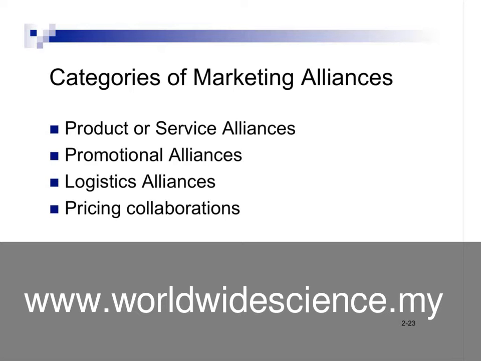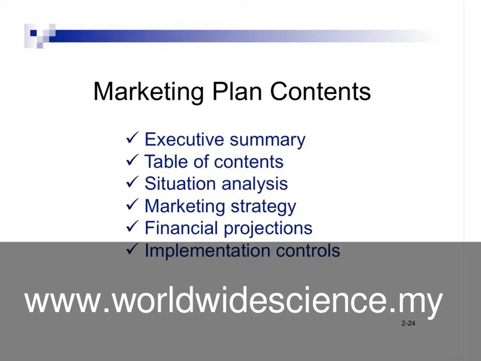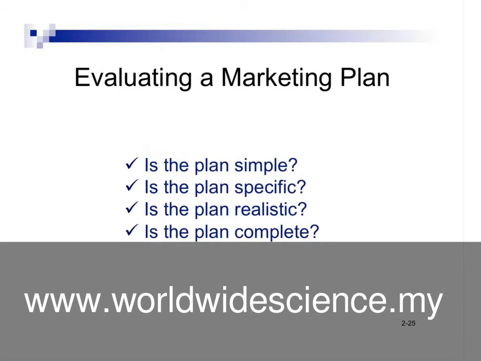Okay, so let's go to the next slide. So, marketing plan contents. This is very important. This checklist is something you could use for your project, your marketing plan. We have executive summary, table of contents, situation analysis, marketing strategy, financial projections, and implementation controls. So make sure you have all these and cover all these in your project, your group project that you have. So this chapter would help you a lot to know exactly what it is.